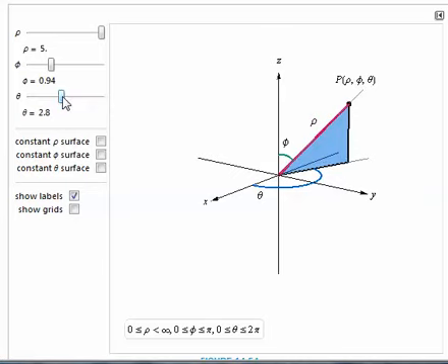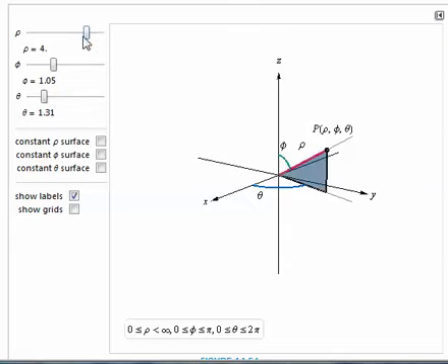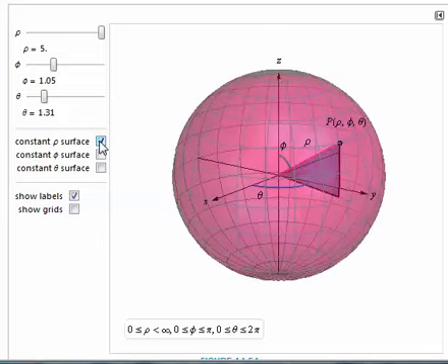Okay, now here's some really fun stuff. Let's look at some constant surfaces. I think I'll reset everything, and then as before, move my rho to the biggest because I like big. Okay, so let's look at a constant surface of rho. Rho equals 5. What is that? Well, that's every point that's a distance of 5 from the origin.